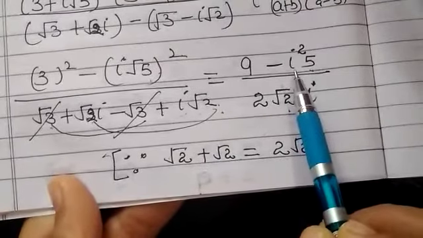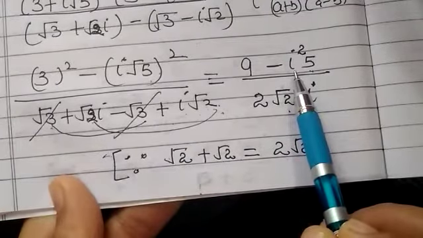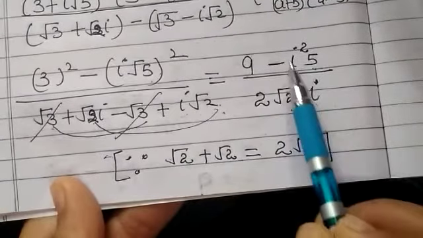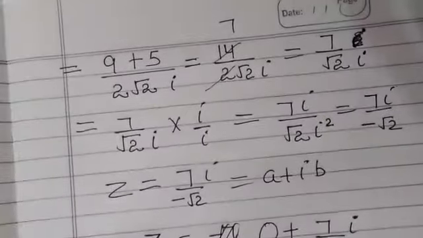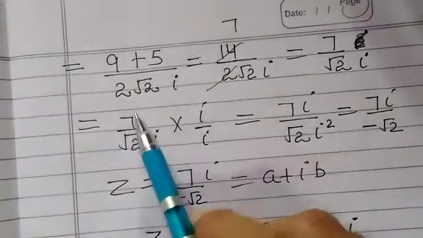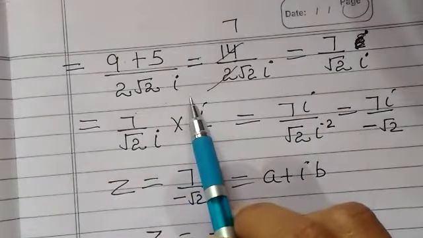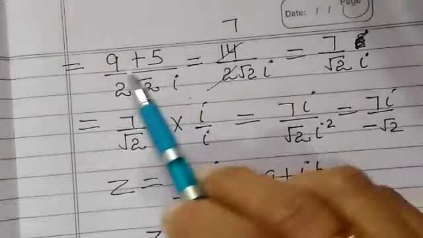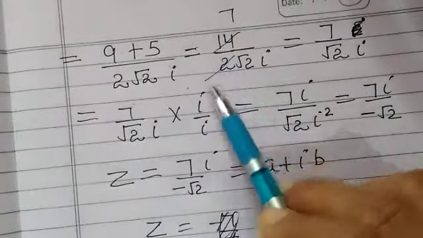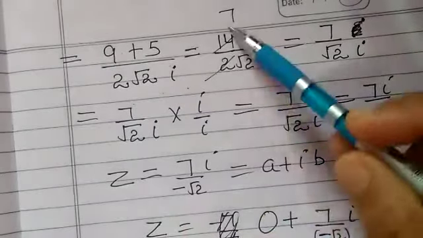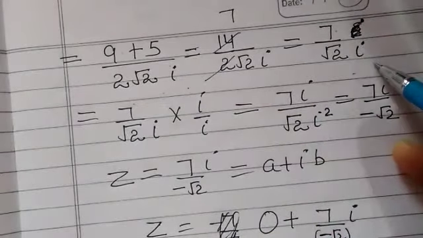So I'm writing 2 root 2 and iota. As you know, the value of iota square is minus 1. So minus is already there, so it will become positive. So 9 plus 5. In the denominator, 2 root 2 and iota here. So I will add, 14, cancel out with the 2. I'm getting 7 upon root 2 iota.